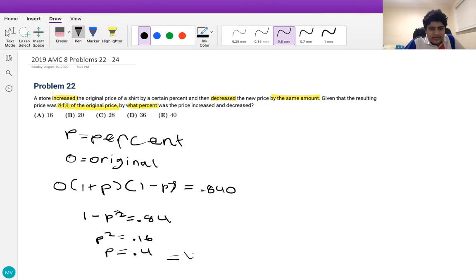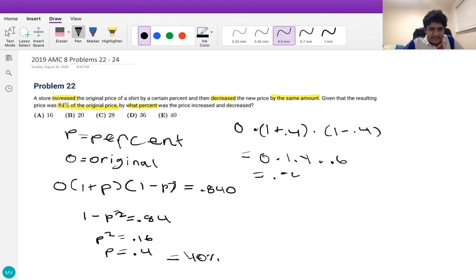And before we mark down the answer, we always want to check to make sure it works. So we have the original price times 1 plus 0.4 times 1 minus 0.4, which is indeed going to be equal to O times 1.4 times 0.6, which is going to equal 0.84 O, which is exactly what we wanted. So we mark our answer, E, and we move on.